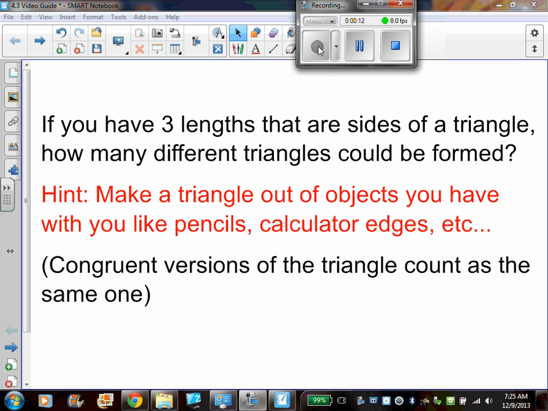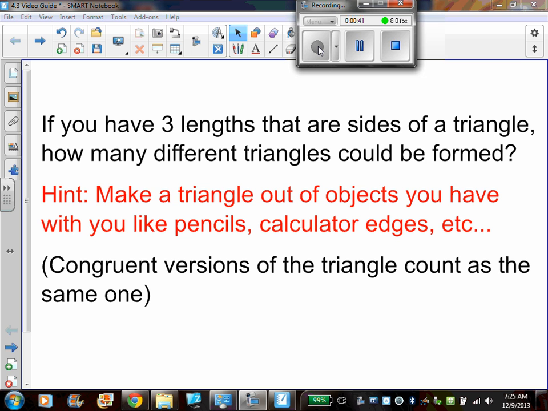But first thing I want you to do for this one is actually to do a little bit of an activity. What I want you to do is find three objects of different lengths that could make a triangle. In other words, you can't have it where it won't make a triangle, but find three objects. You can pause the video if you want to after this explanation. What I want you to do is make a triangle with it.